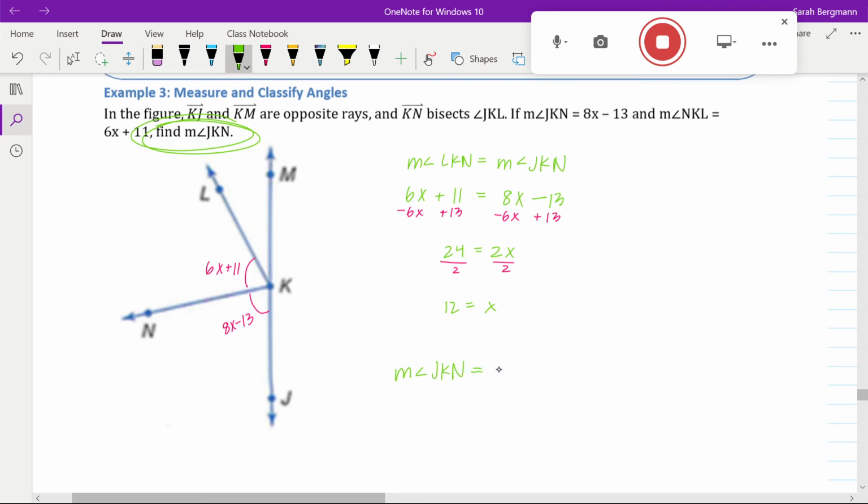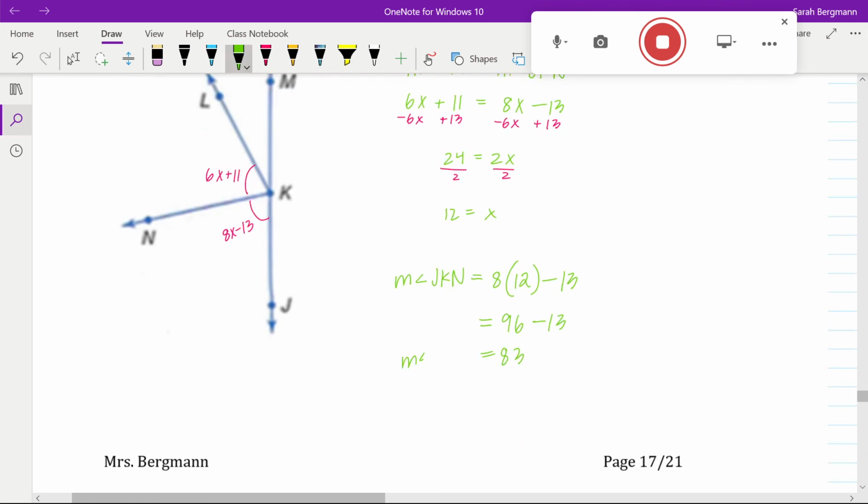So I need to go back and substitute in the value of x for the expression. So I have 8 times x, but I know x is 12, minus 13. So I used this, but I plugged in 12 for x. Now I just have to simplify. Remember, you have to multiply 8 times 12 first. That gives you 96. Then I can subtract 13 to get 83. So my final answer, I get the measure of angle JKN is equal to 83.